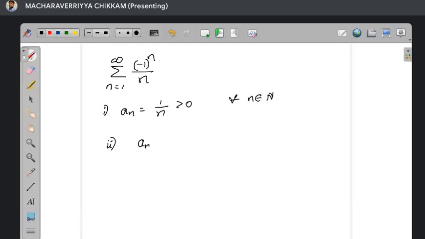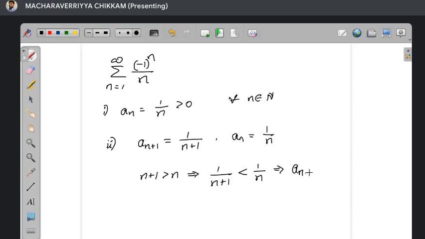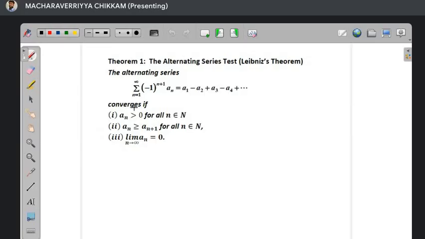To see the second one, I need to see what is a_(n+1). That is 1 over n plus 1. And I need to see what is a_n. So a_n is nothing but 1 over n. Now what is the relation between them? You know that n plus 1 is greater than n. So this implies 1 over n plus 1 is less than 1 over n. So this states that a_(n+1) is less than a_n. So now it also satisfies the second condition, that is a_n is greater than or equal to a_(n+1).